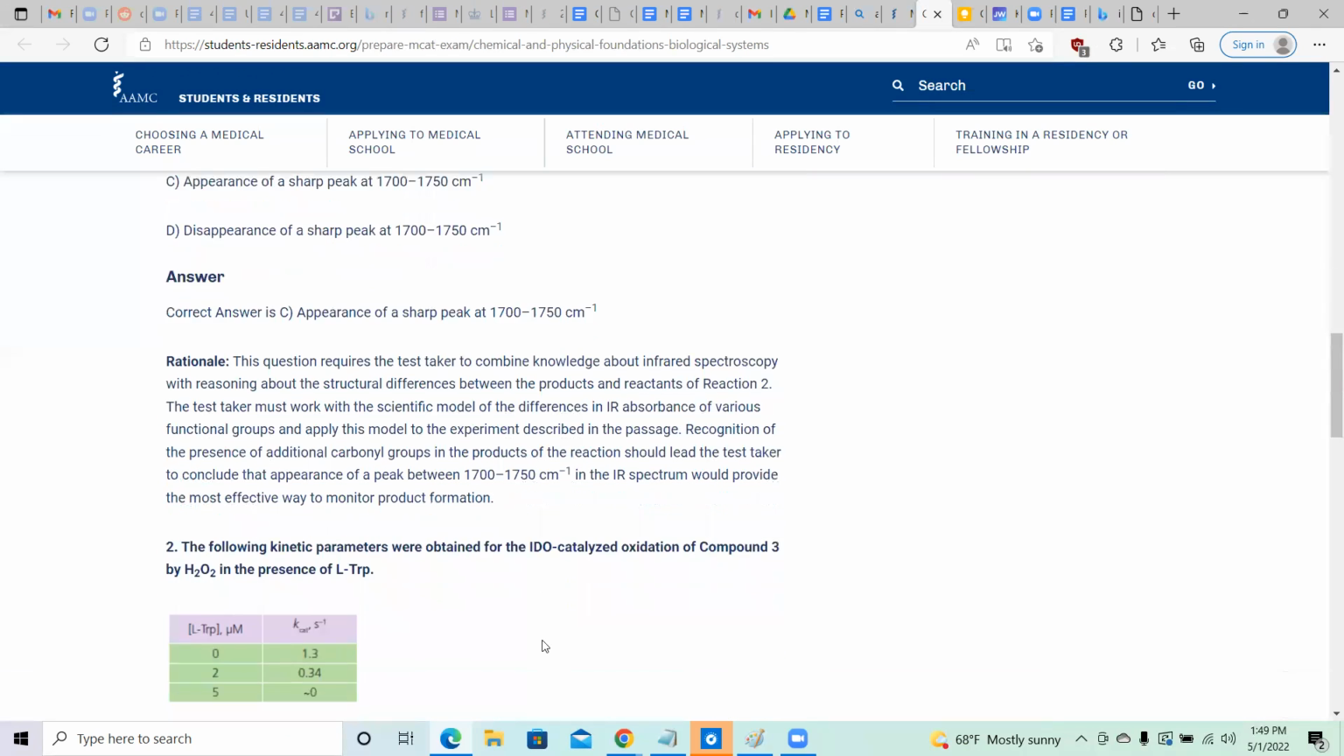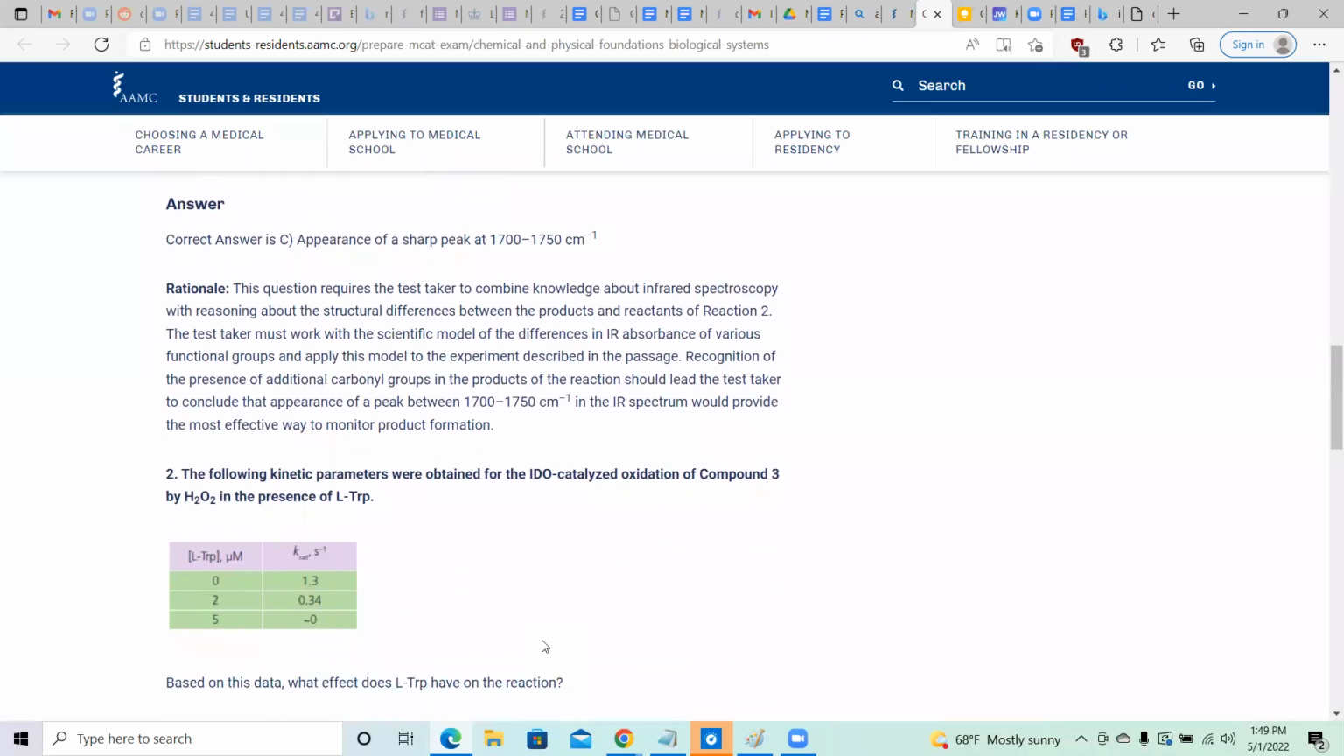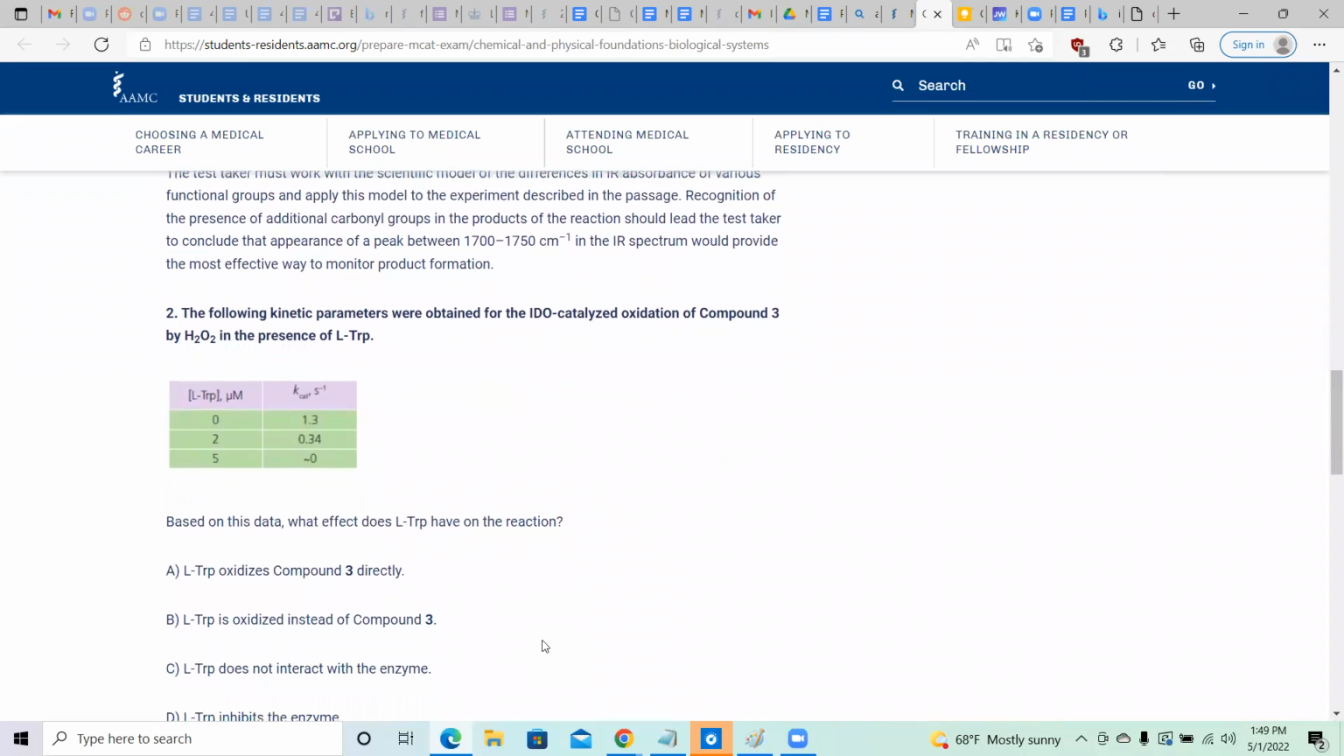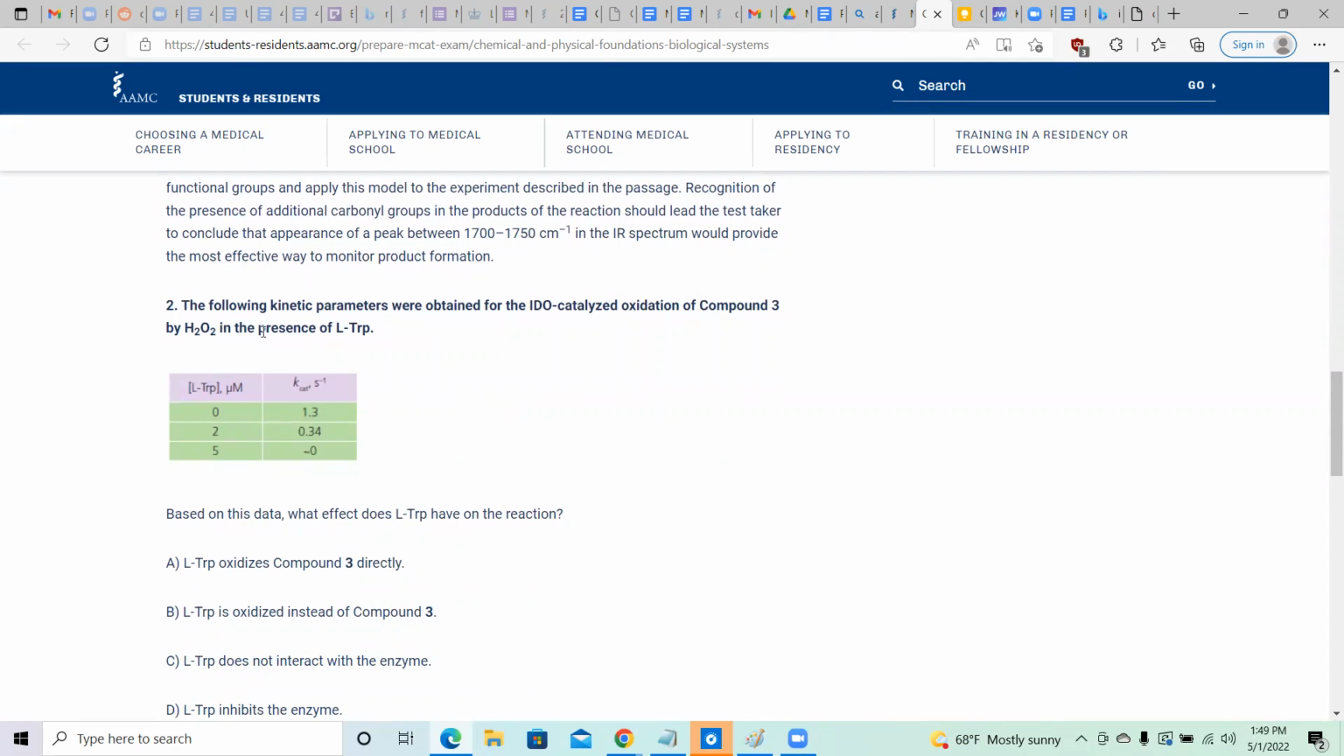So next, the following kinetic parameters were obtained for the enzyme-catalyzed oxidation of compound 3 by hydrogen peroxide in the presence of L-Trp. Do you know what L-Trp means? That's just tryptophan. Tryptophan, yes. What does the L here mean? That's the designation, right? The relative configuration. Yes, good. It's either D-tryptophan or L-tryptophan, right? Yes. Which one do humans naturally have?